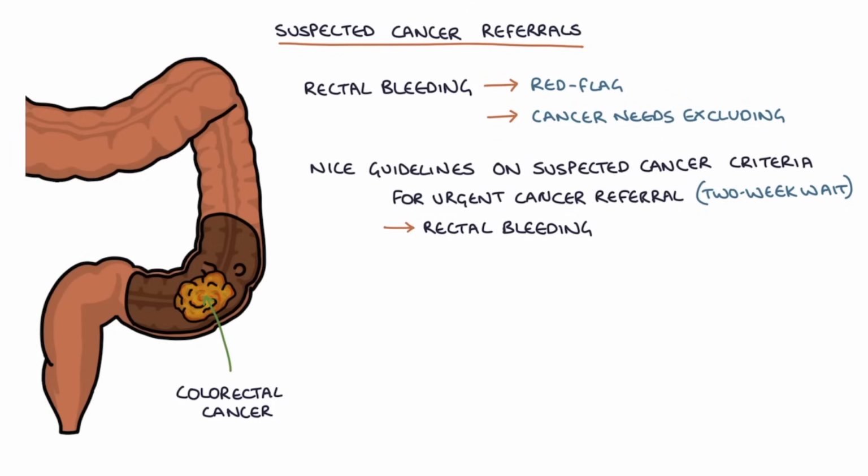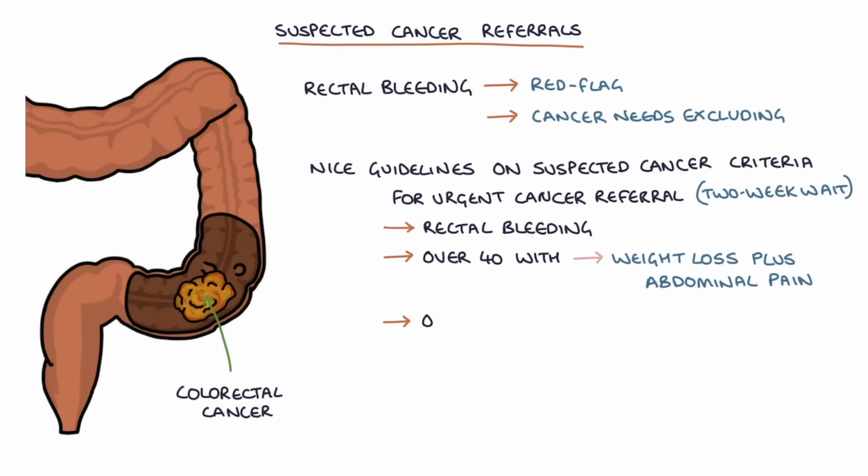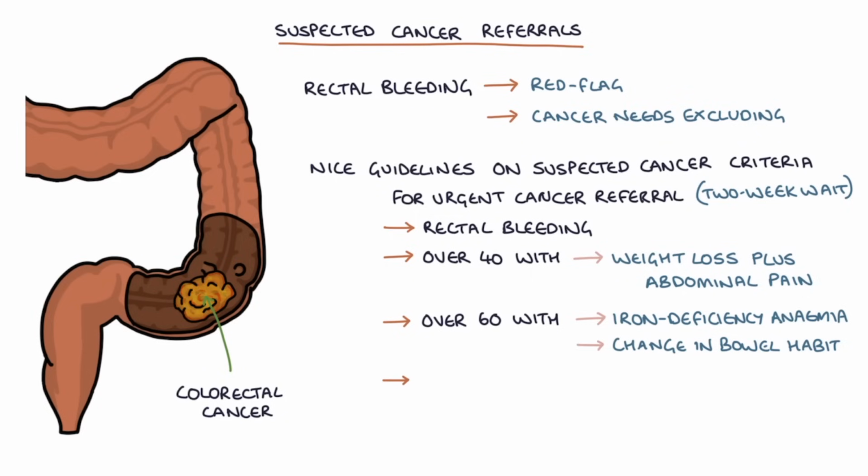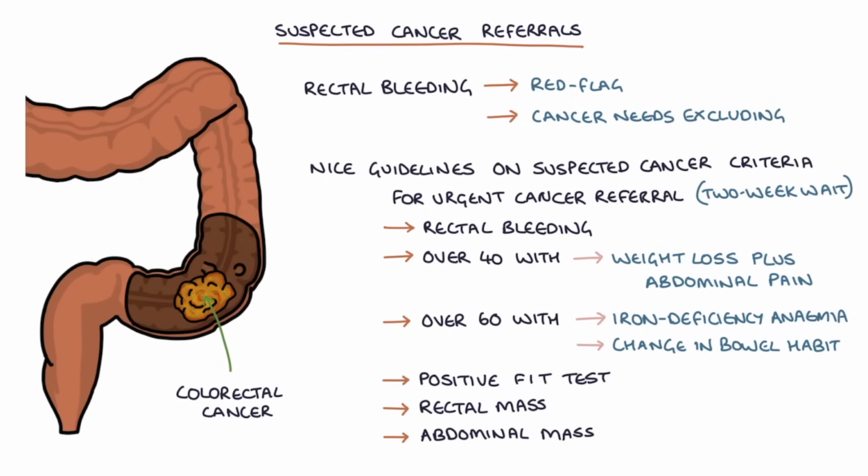It's worth noting the other referral criteria for colorectal cancer, which is provided by the NICE guidelines, which are patients over the age of 40 with weight loss plus abdominal pain, those over the age of 60 with iron deficiency anemia or a change in bowel habit, a positive fecal immunochemical test or FIT test, a rectal mass, or an abdominal mass. We'll talk in more detail about colorectal cancer a bit later on in this video.